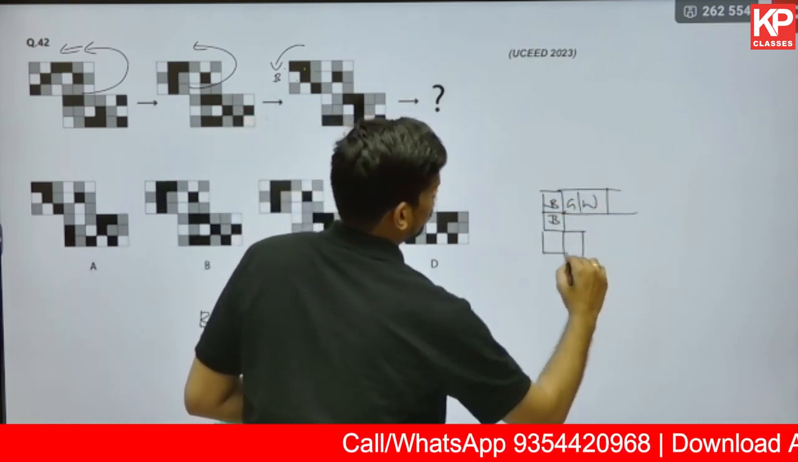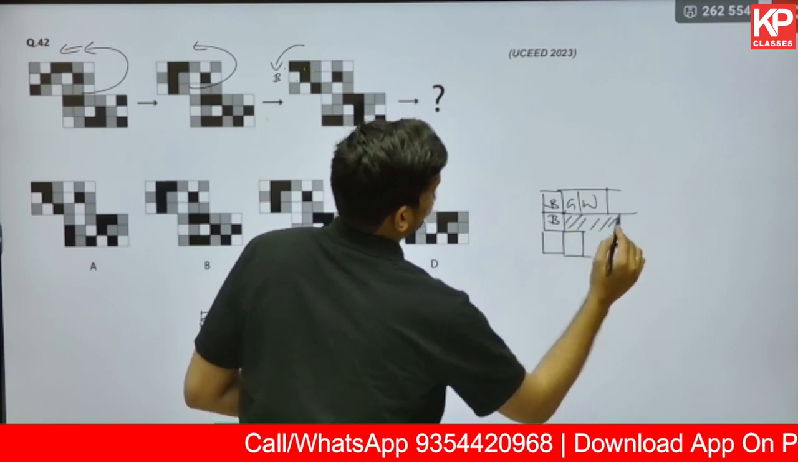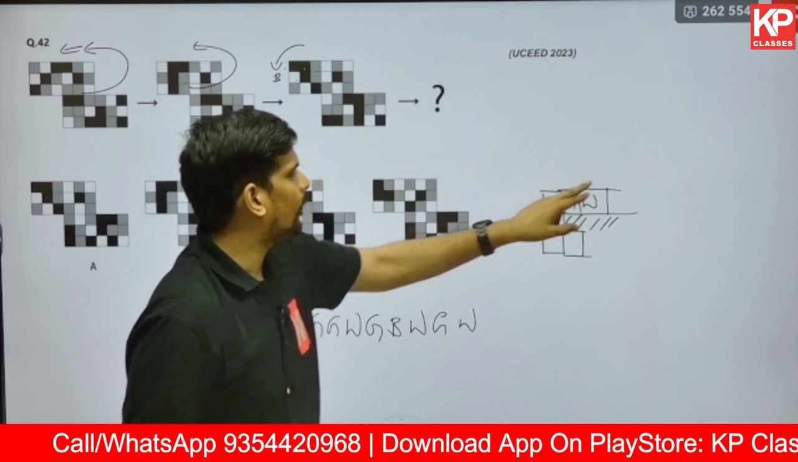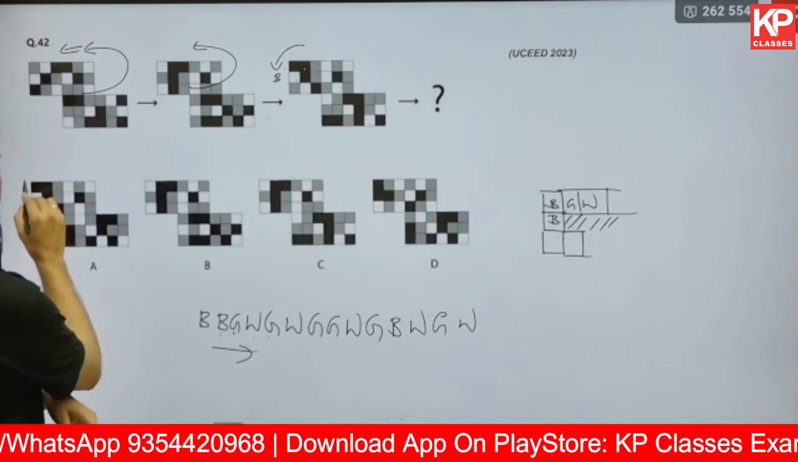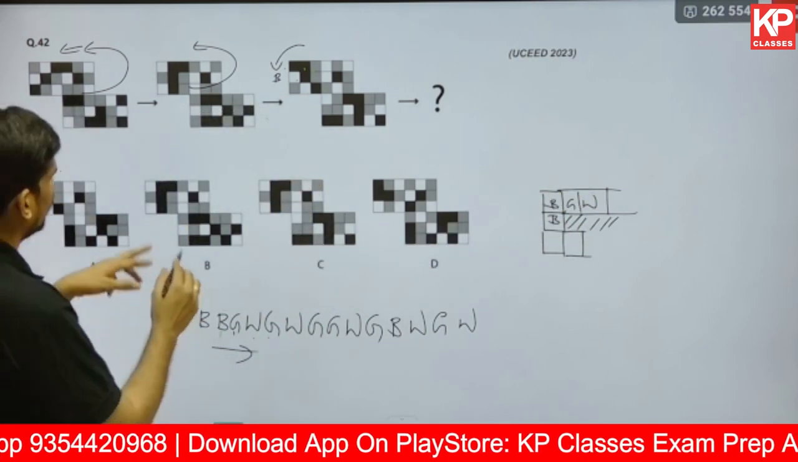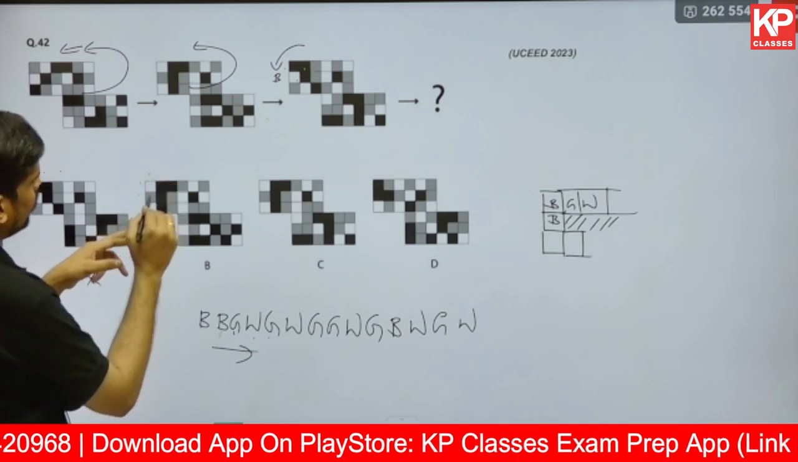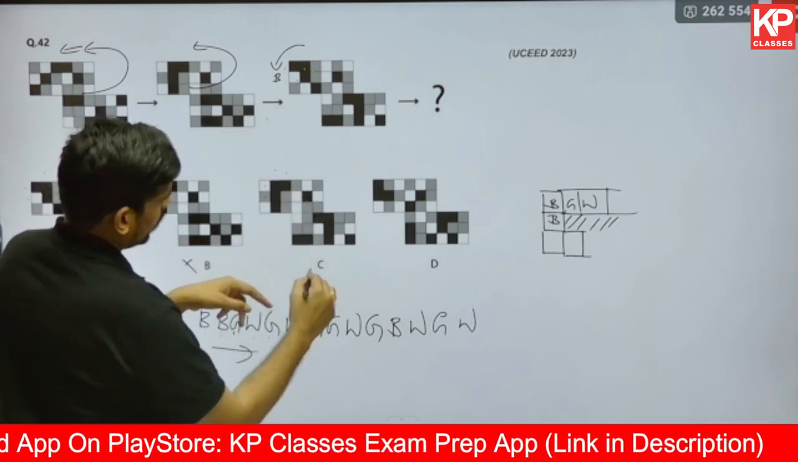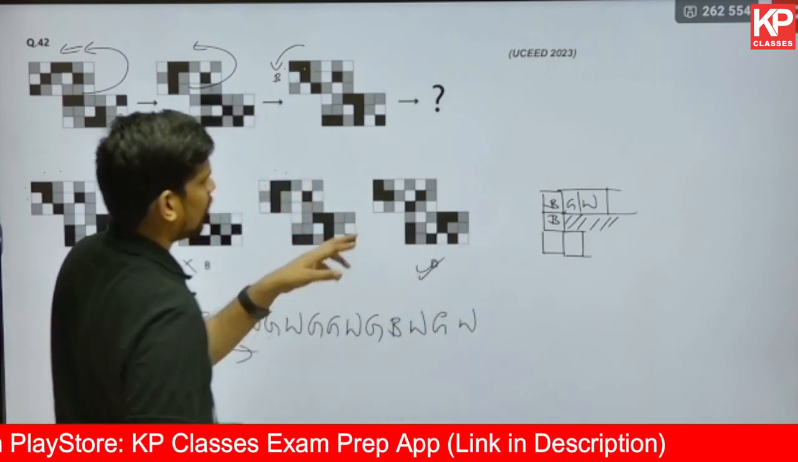Something like this, right? So the central part is fixed. Look for the option wherein you have black, black, gray, white. So do I have black, black, gray, white? Not in option A. Black, black, gray, black, black, gray, white. Not in option B. Black, black, gray, white. Not in option C. Only option D has that arrangement.